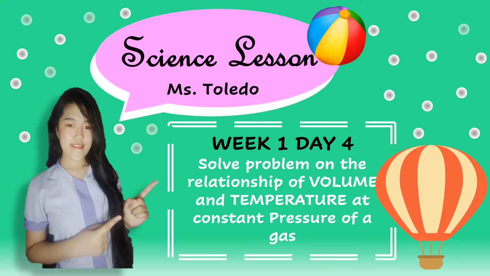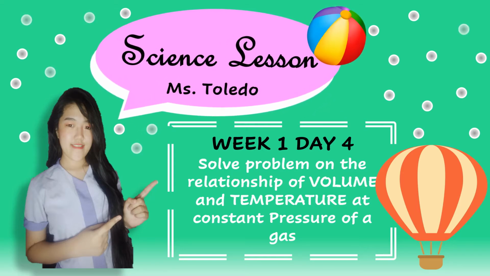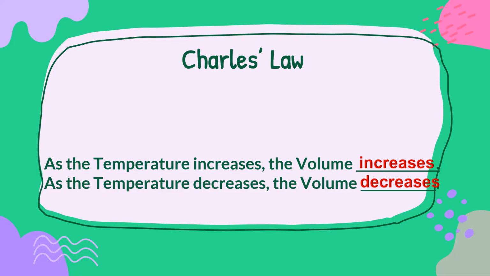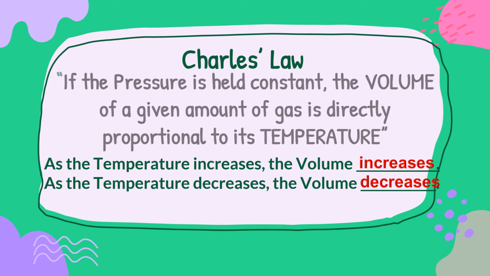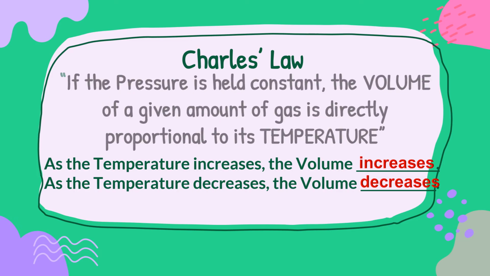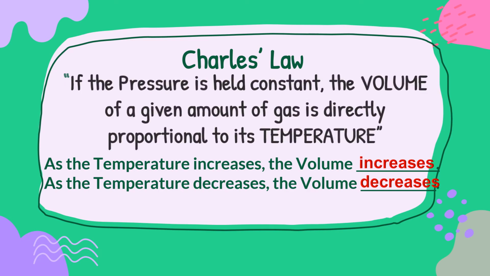Now, let's use the mathematical equations to prove the relationship of volume and temperature that we discussed about Charles' law. So, Charles' law states that if the pressure is held constant, the volume of a given amount of gas is directly proportional to its temperature. Or, as the temperature increases, the volume will also increase, and as the temperature decreases, the volume decreases.